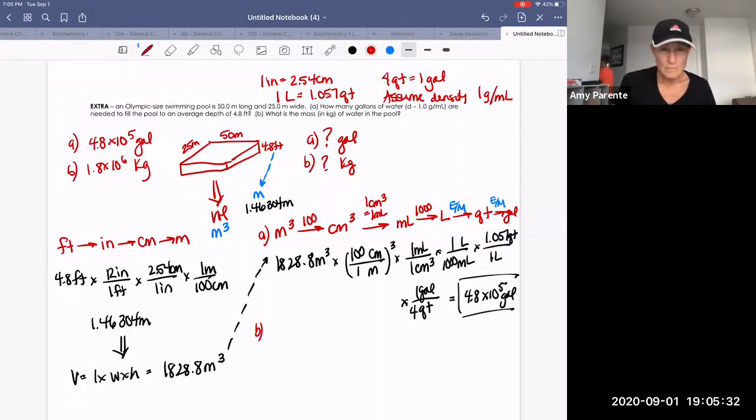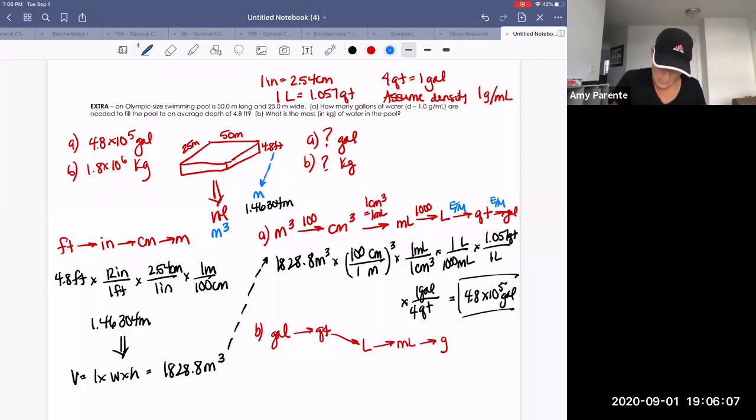Okay. So let's just write out the roadmap for what we'll have for this next one. And then you'll see we're sort of going to undo some of the steps that we just did with this problem, because I'm going to start with gallons here. So we want to get to kilograms. So I can go from gallons to quarts. I can go from quarts to liters. I can go from liters to milliliters. And then I can go from milliliters to grams using my density.